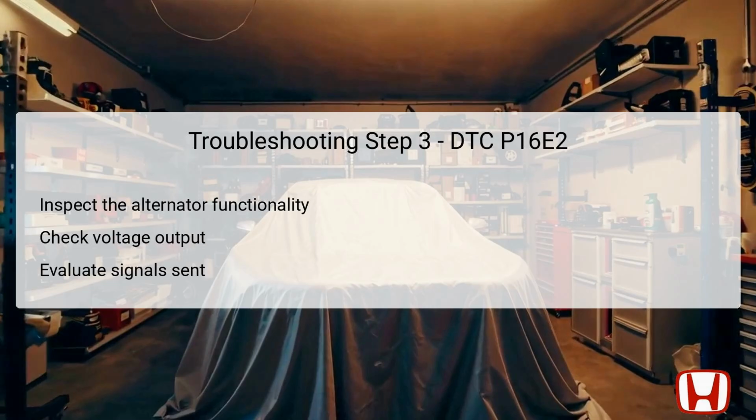In this third troubleshooting step, focus on assessing the alternator itself for signs of malfunction. Since the alternator's role is critically tied to the vehicle's electrical system, begin by measuring its voltage output to ensure it meets manufacturer specifications. Utilize diagnostic tools to evaluate the signals sent to the PCM, ensuring they reflect normal operation parameters. If abnormal outputs are found, this may indicate the alternator requires servicing or replacement.